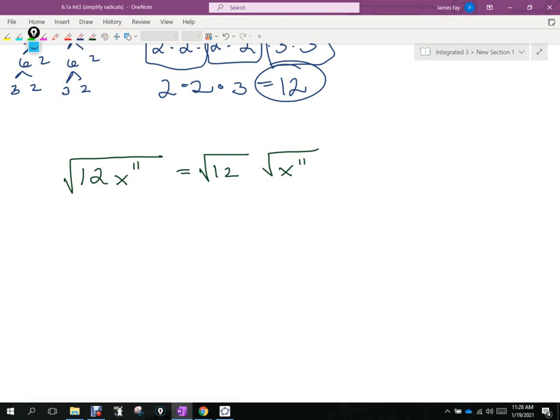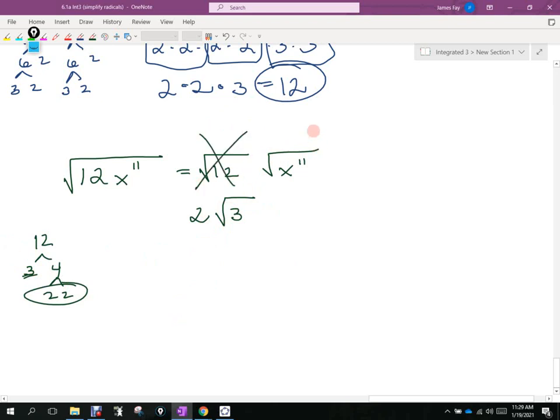We can now take the 12, and we're going to simplify the 12. So the 12 turns into, we've done 3 and 4, 2 and 2, right? So the 12, if I make my radical, this 2 can come out. That 3 stays underneath. Now, we've attacked that. We're done with that.